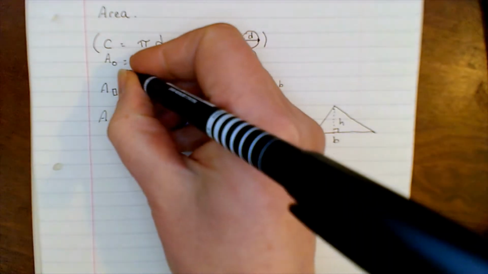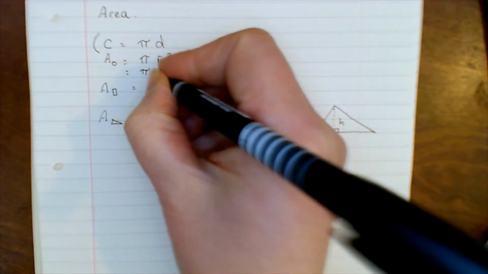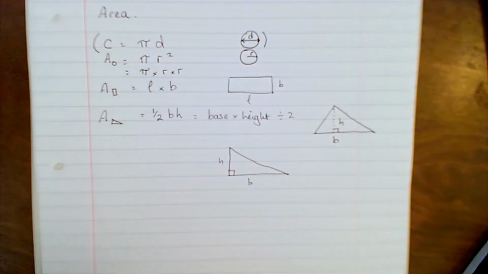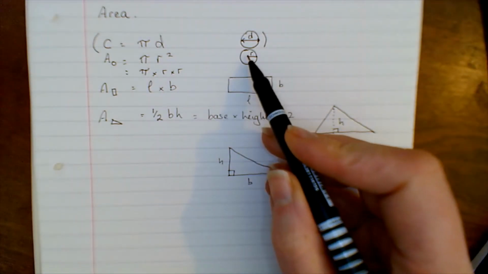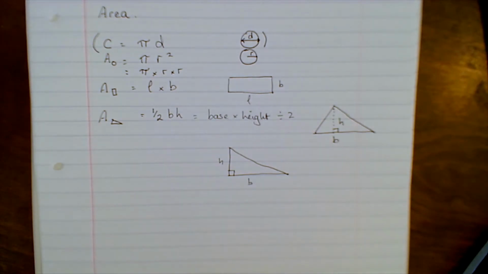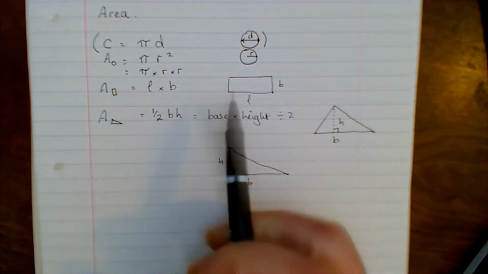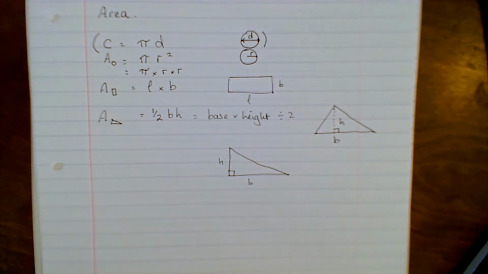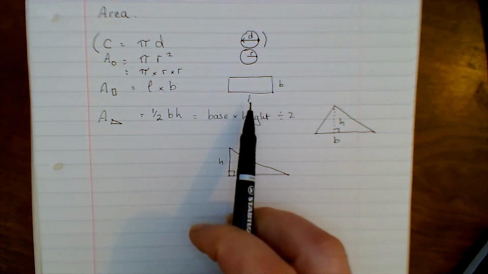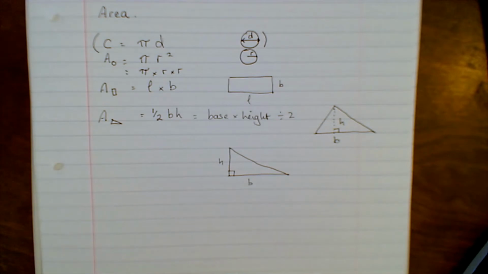And you need to remember that that just means equals pi times r, and r is the distance from the middle to the edge of the circle, the radius. Area of a rectangle is length times breadth, and that's a useful formula for squares as well, because for a square the length and the breadth are just the same thing.